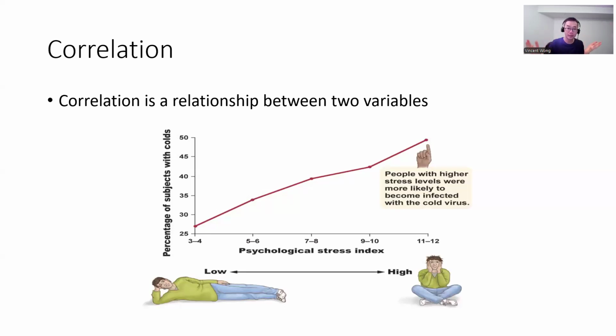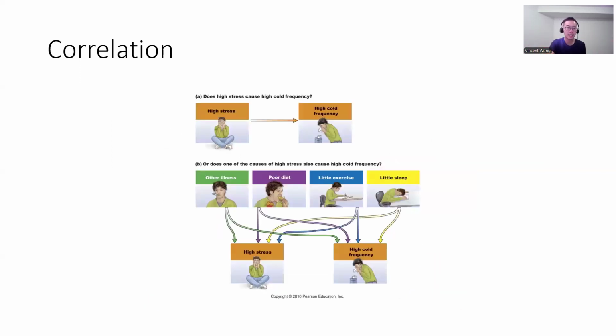Having a correlation is fine, but a lot of people jump to the conclusion that if you see a correlation between two things, then one must cause the other. But that's not true. Correlation does not necessarily equal causality. Causality means A causes B. If A happens, B will happen for certain. That's causality. So correlation does not imply causality.